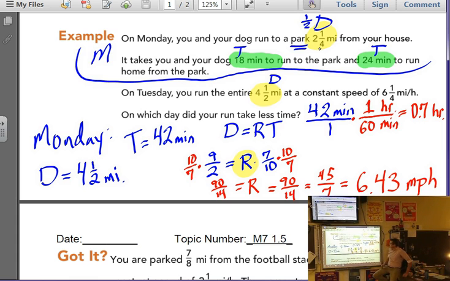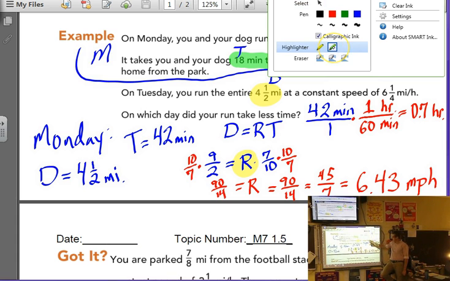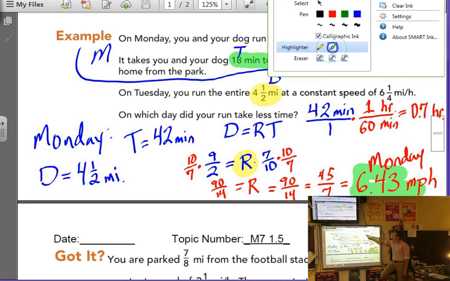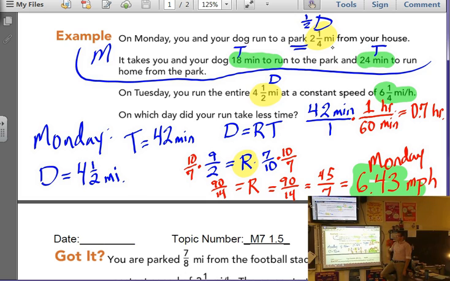Which is bigger? 6.43, the Monday rate, or the 6 1/4 Tuesday rate? Monday, right? Because 6 4/10 is bigger than 1/4. Because this would be 6.25 compared to 6.43. Monday was faster.